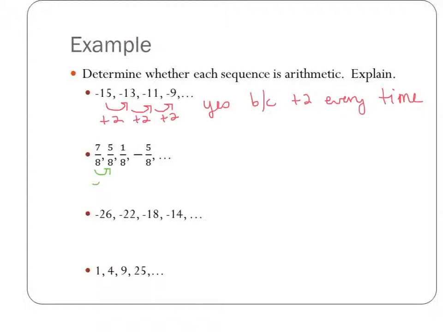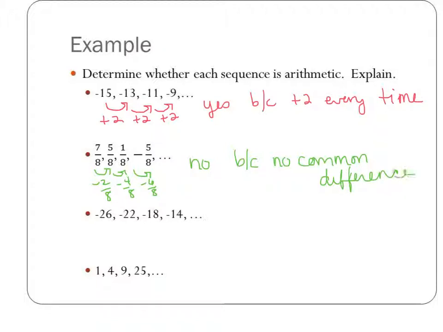Subtract 2/8, which would be a fourth, right? But 7/8 minus 2/8 would be 5/8. What about the next one? We subtracted 4/8. And the next one, we subtracted 6/8. Now that's a pattern, but that is not a common difference. So no, because no common difference. It has to be the same that we're adding or subtracting every time.